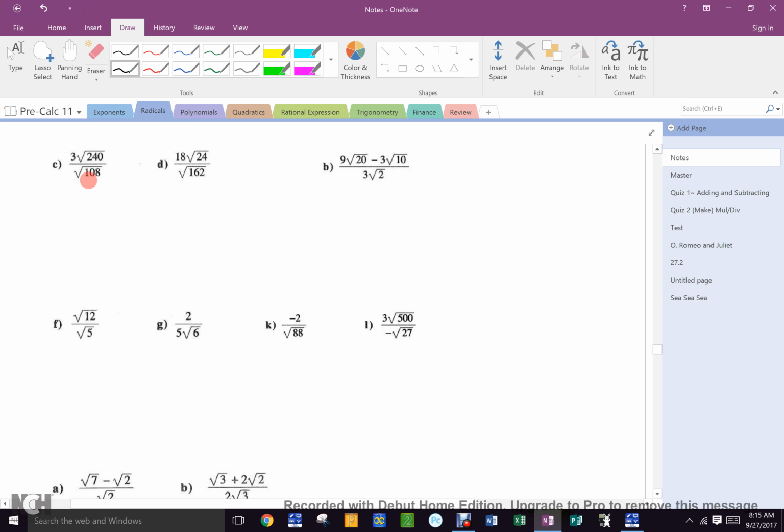108 is 36 times 3, and 240 is 16 times 15. Pen's dead. So that is 12 root 15 over 6 root 3, which is 2 root 5. And then D is, that's the wrong one, 4 root 3.